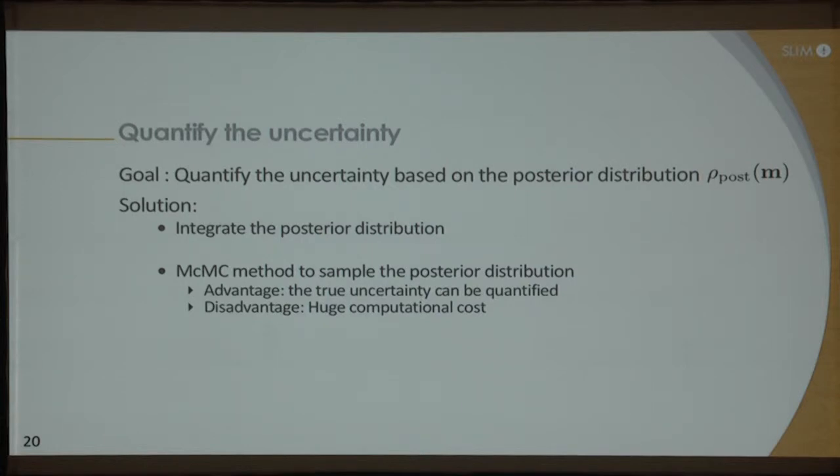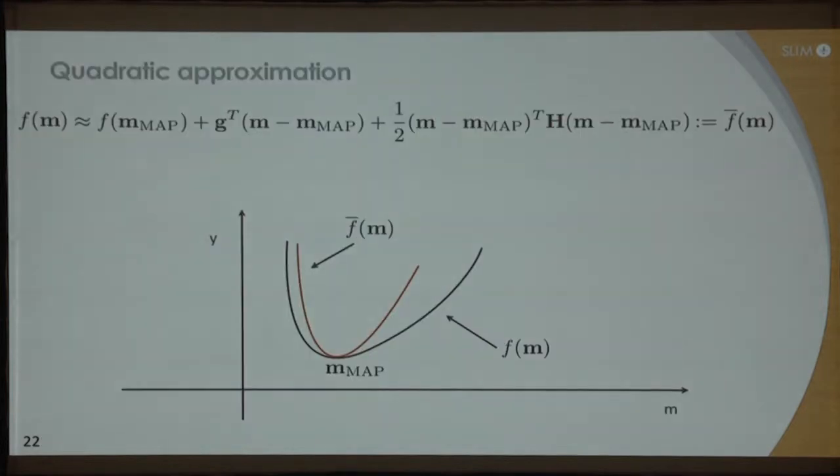So we don't want to use the MCMC method because we don't want to solve a bunch of PDEs. So what we do is that we just use an approximated distribution to quantify the uncertainties. Basically, the idea is that we're trying to get a quadratic approximation around the maximum a posteriori point. And if this approximation is quite good, then we can just use this function to approximate the original one and get reasonable results. So in order to get this, we need the Hessian information and the gradient information.